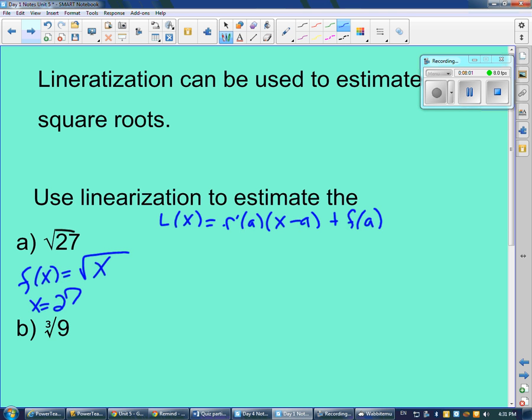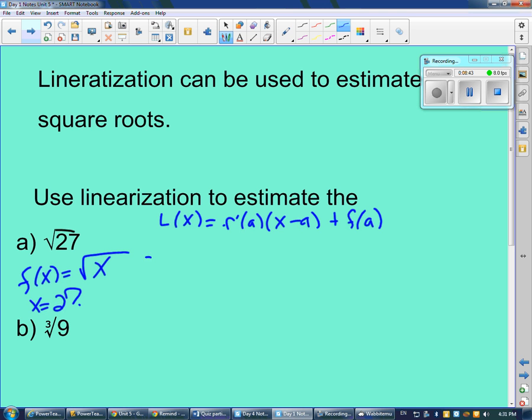And my x value is going to be 27, because that's what we want to figure out. But the issue is if I'm trying to do this without a calculator, I don't know the square root of 27. And so we could write the equation of a tangent line if we know the square root of the number, so that we can plug it into our function. So what's going to happen is we're going to pick an a value that's close to 27 and that we know the square root of, so that we can create a tangent line. And then if I plug in 27 to my tangent line, it will give me an approximation for what that value is.